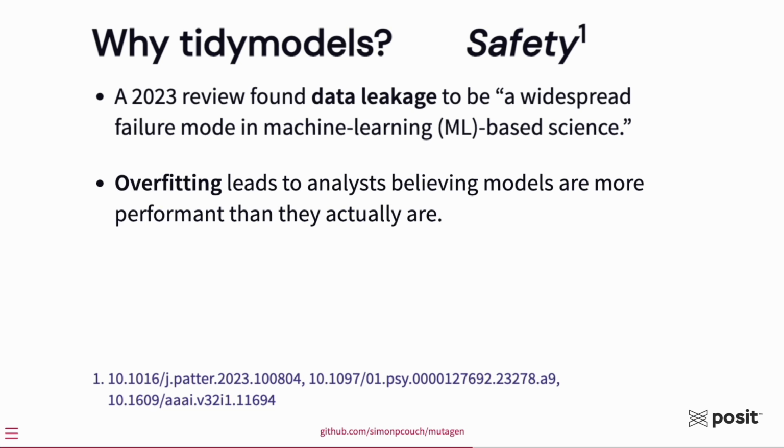Another common failure mode is overfitting. Overfitting leads to analysts believing models are more performant than they actually are. This is really similar to that first failure mode. In the case of an overfit model in our mutagen example, the model is going to perform really, really well on the portion of the data that was used to train the model. And if we don't have tools to then evaluate the model on data that it hasn't seen before, then that model might just learn every little intricacy of the training data and won't generalize well to data that it hasn't seen before.